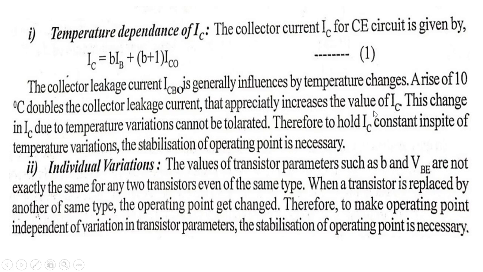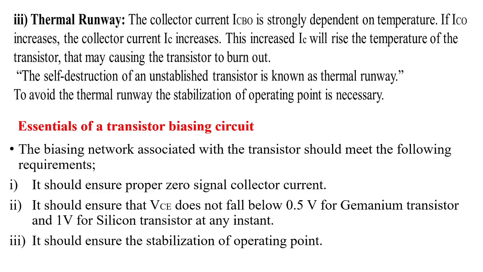Now see thermal runaway. The collector current ICBO is strongly dependent on temperature. If ICO increases, the collector current IC increases. This increase in IC will raise the temperature of the transistor, which may cause the transistor to burn out. The self-destruction of an unstabilized transistor is known as thermal runaway.